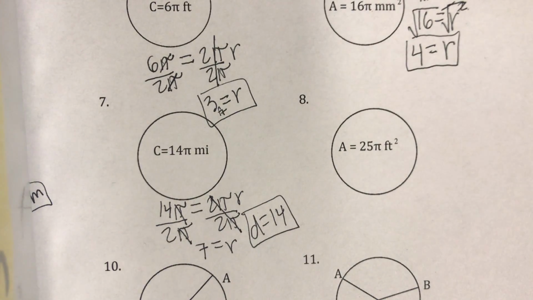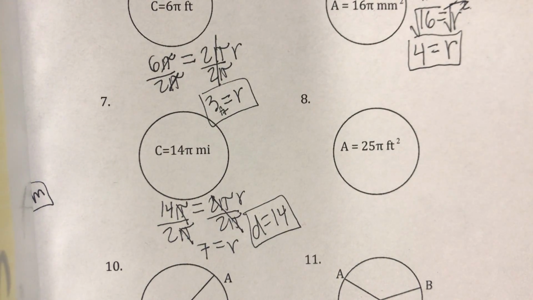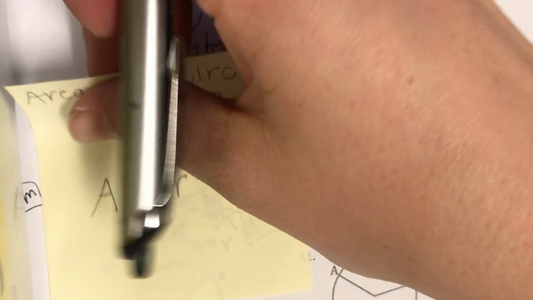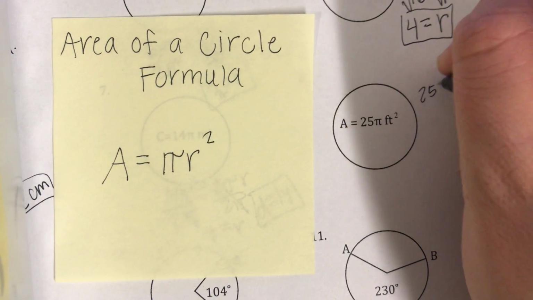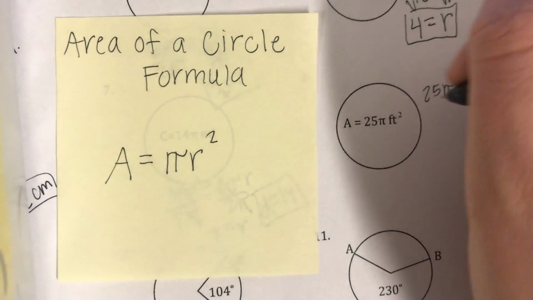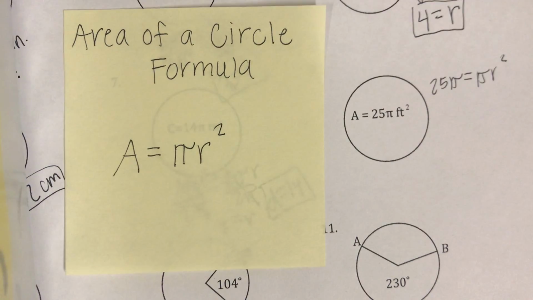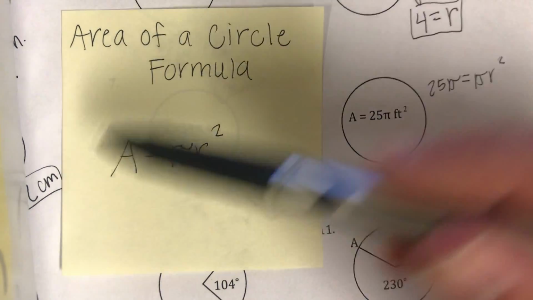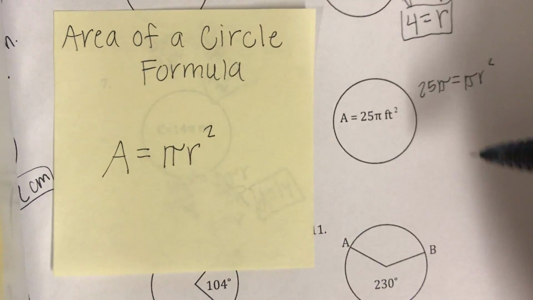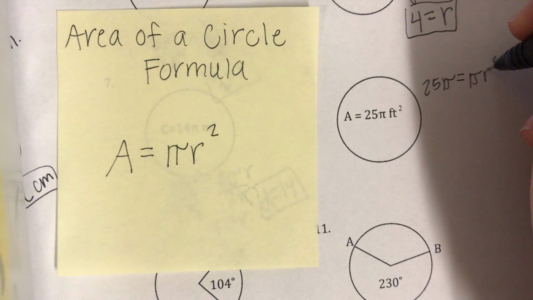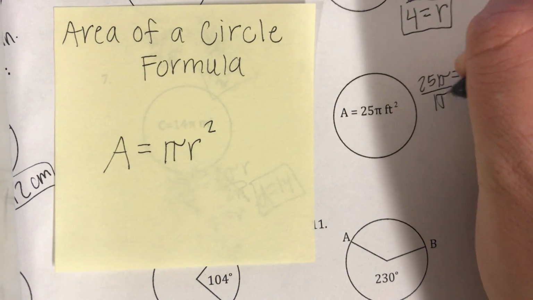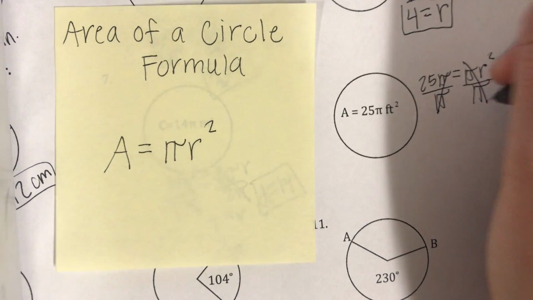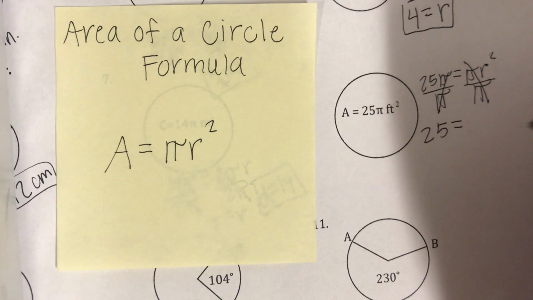Next one, number 8, is area is equal to 25 pi. So we look at our area formula, and we plug in 25 pi for A, and we get that 25 pi is equal to pi r squared. I'm simply substituting this in for A, and the rest of it stays the same because we don't know what r is. So to get r squared by itself, we divide both sides by pi. So our pi's cancel out, and we're left with 25 equals r squared.